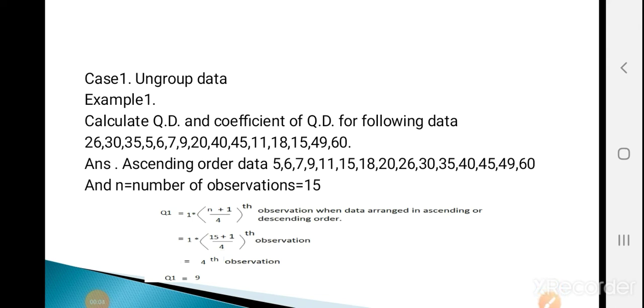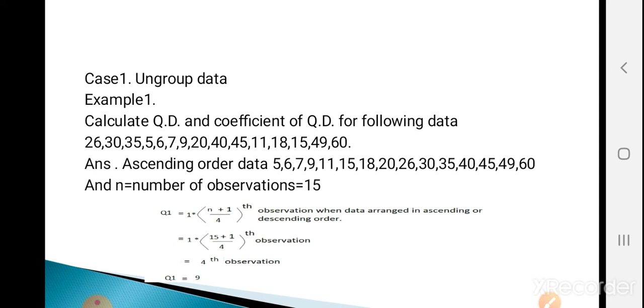Calculate the quartile deviation and coefficient of quartile deviation for the following data. The data values we are given are 26, 30, 35, 5, 6, 7, 9, 20, 40, 45, 11, 18, 15, 49 and last is 60. Here the ascending order data values are 5, 6, 7, 9, 11, 15, 18, 20, 26, 30, 35, 40, 45, 49 and last is 60.